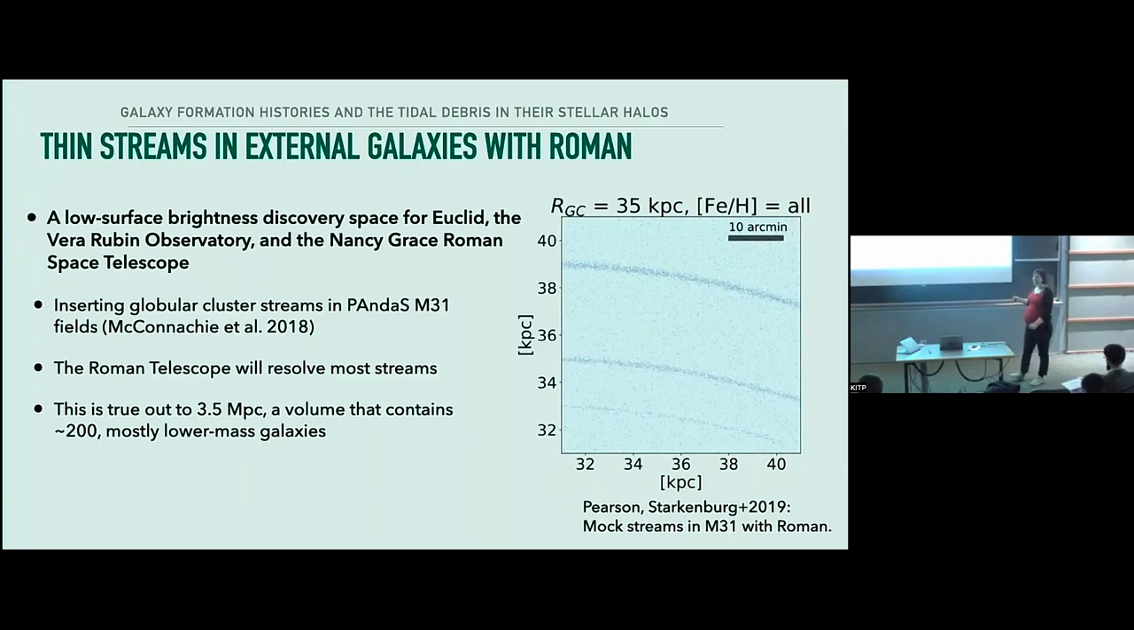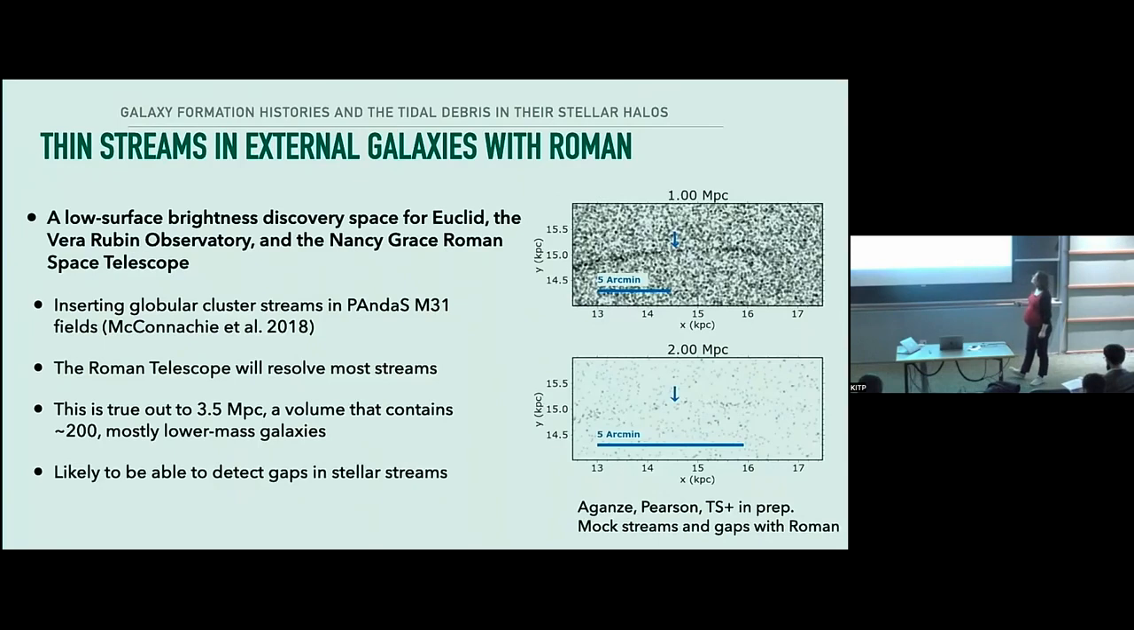And as Christian showed yesterday, we could even see gaps potentially in these streams out to 1 or 2 megaparsecs, which you can use as tracers of small dark matter subhalos.